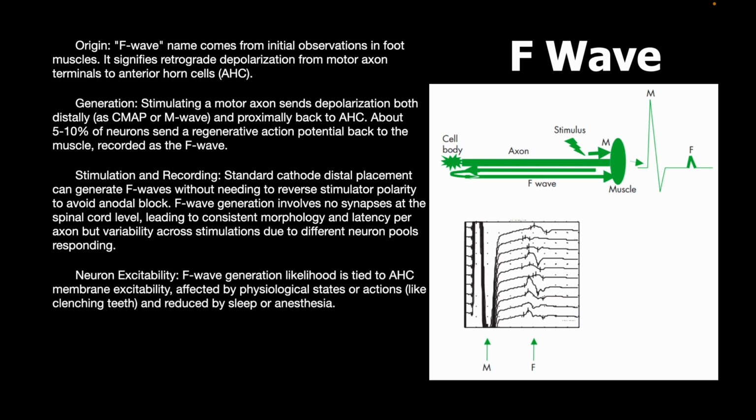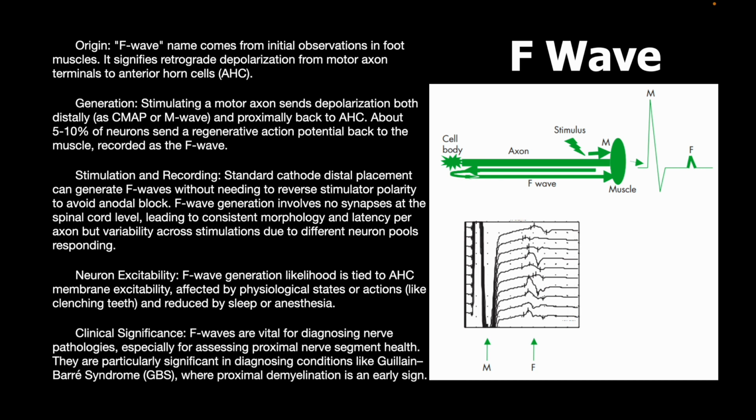Now, F wave generation likelihood is tied to the anterior horn cell membrane excitability and is affected by physiological states or actions like clenching of the teeth, reduction during sleep, and anesthesia. F waves are vital for diagnosing nerve pathologies, especially for assessing the proximal nerve segment. If you want to examine the proximal nerve segment, it can give a very good idea of it, especially in GB syndrome where the proximal segments are more affected.